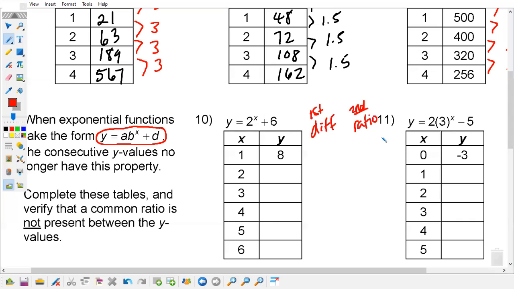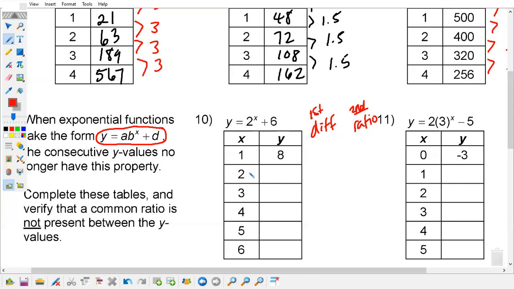And so there is a tie to being linear, especially when it's written in a linear form. So this plus 6 changes the fact that we find the first difference, then the second ratio. So it's the first difference, then the second ratio. All right, let's subtract 6. Okay? So let's see what happens.